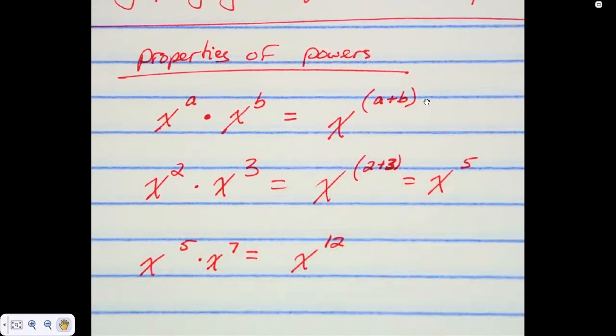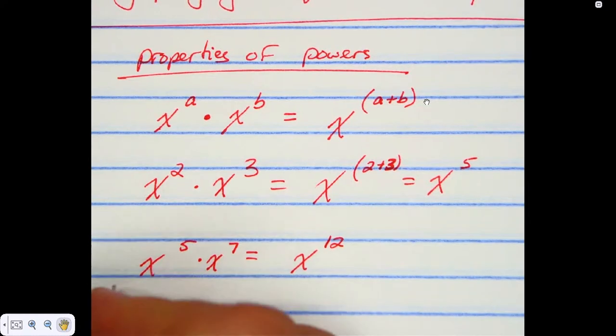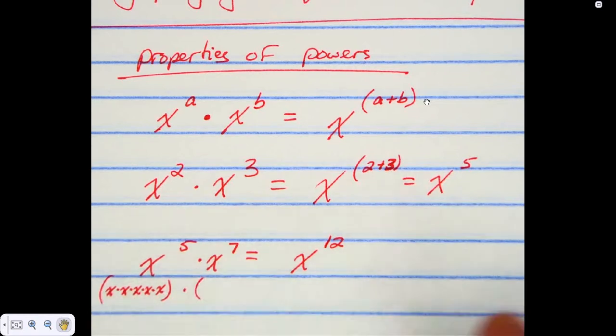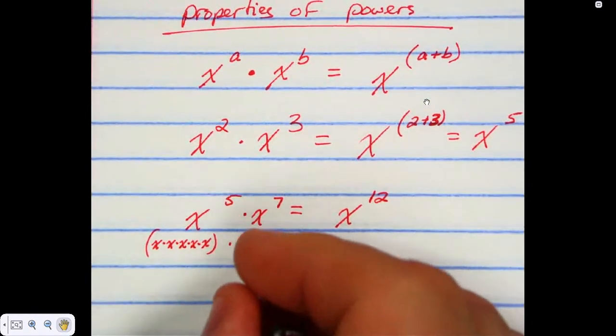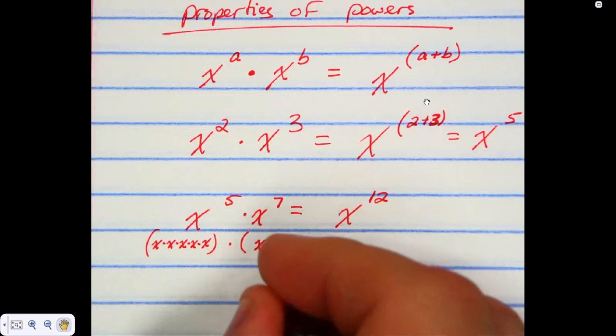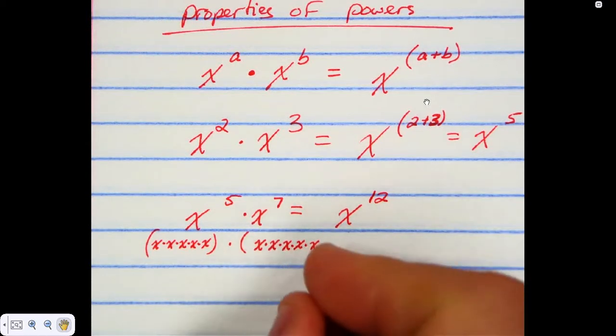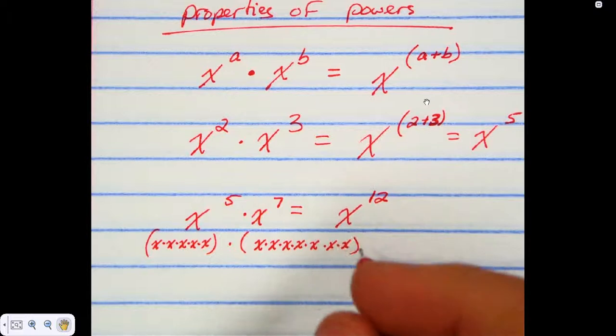The easiest way to understand this is realize that powers are basically an abbreviation. X to the 5th is an abbreviation for what? X times X times X times X times X, right? X to the 7th is an abbreviation for what? X times X times X times X times X. How many is that so far? Times X times X.